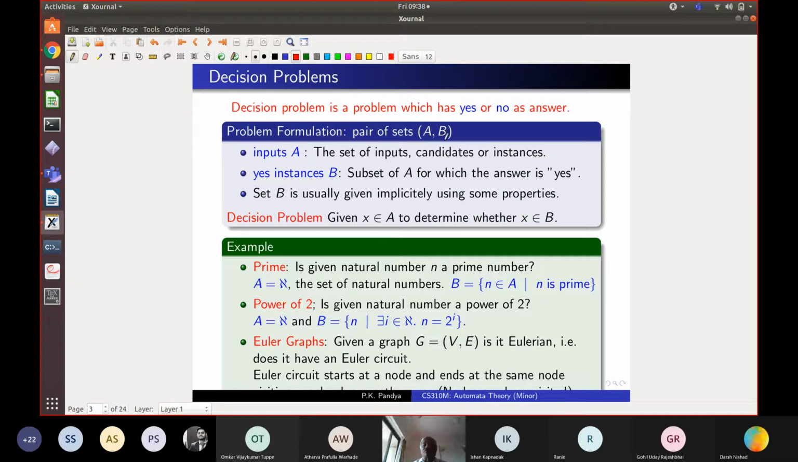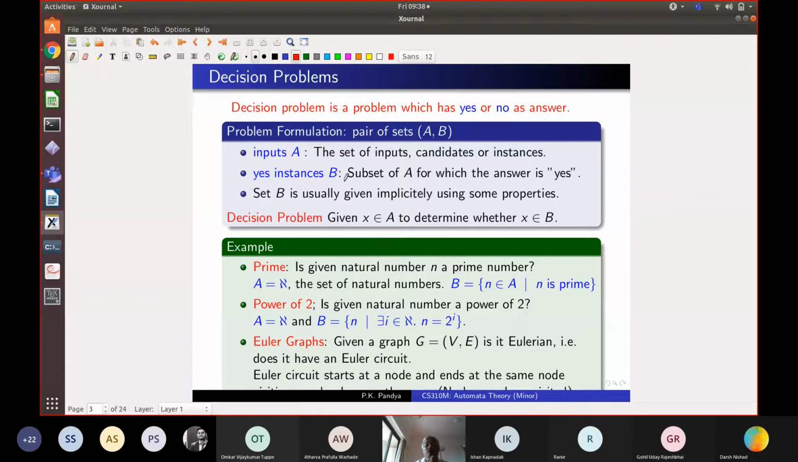By the way, these inputs are also called candidates or instances. I will use these three names interchangeably. So for every decision problem, you first have to know the candidate space from which solutions are to be drawn, which is A. And then a subset of those will be answered as yes. That subset is collected in a set called B. So B is the subset of A for which the answer is yes.